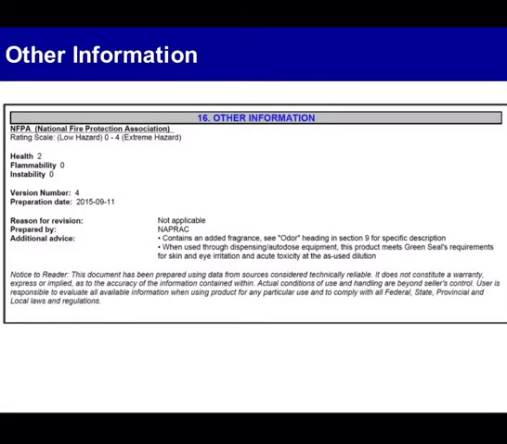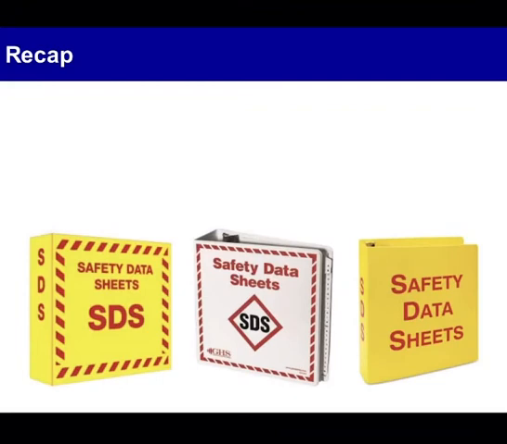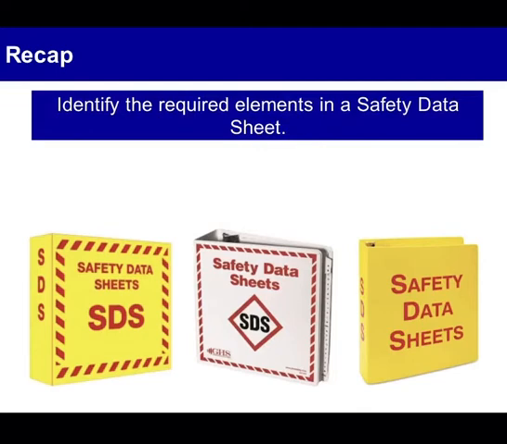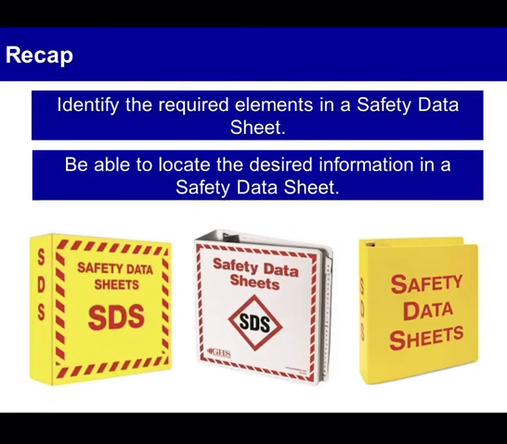The Other Information section carries other information that the manufacturer wishes to provide. In this case, there's a note that the product contains an added fragrance. That's all for this lesson on safety data sheets. At this point, you should be able to identify the elements of a safety data sheet and be able to locate the desired information on an SDS.